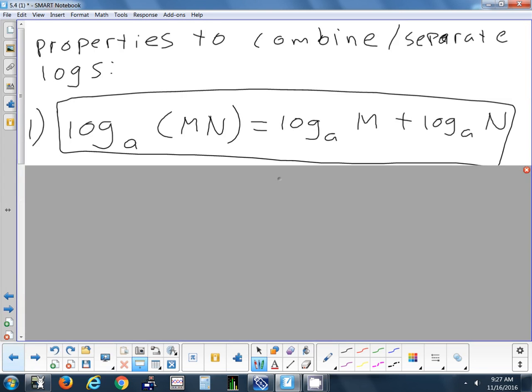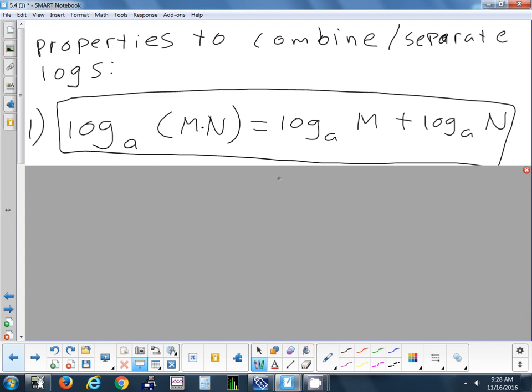applies if you have a product inside the log. If you have a product, you can split it apart into a sum. So a product splits apart as a sum of 2 logs. Notice the base when you split it, base A, base A. The original was base A. The base doesn't change. That stays the same. The first argument is my first factor, and then my second argument was my second factor. And if I had a third argument, I could do plus, and I could do another one.